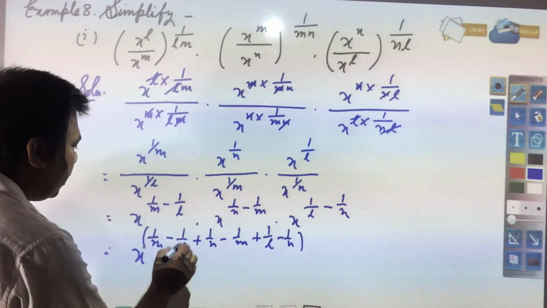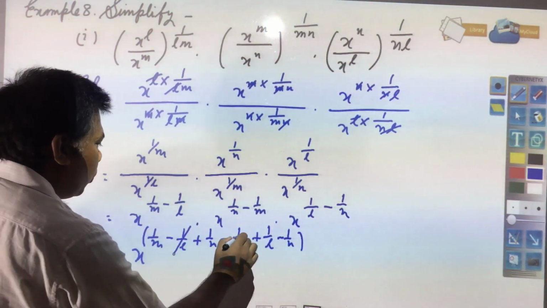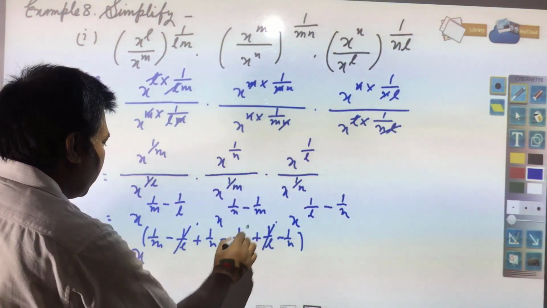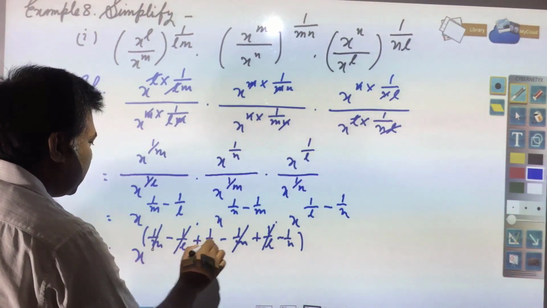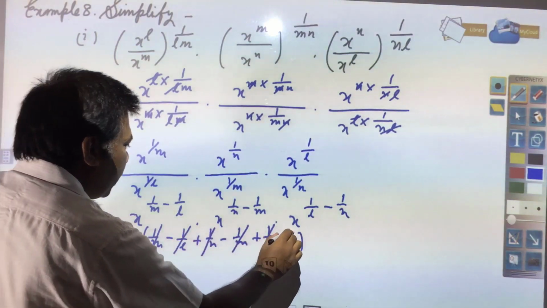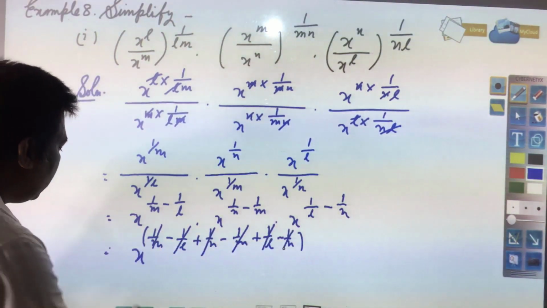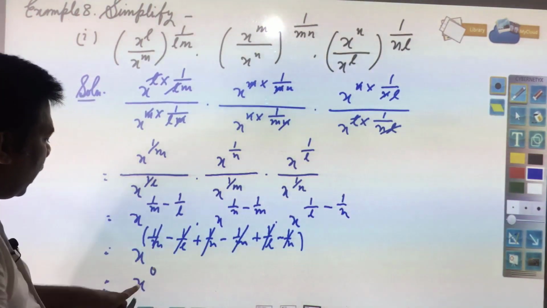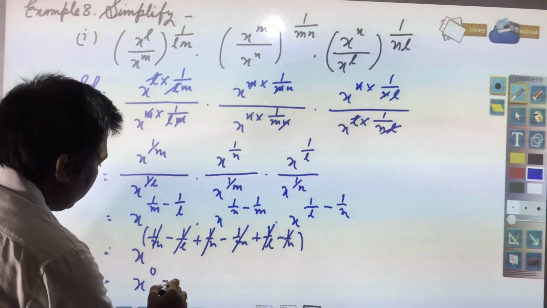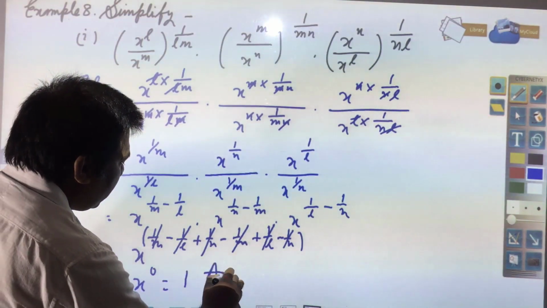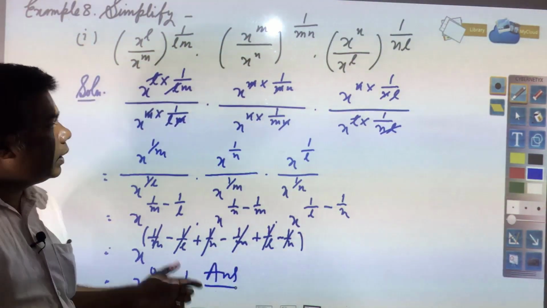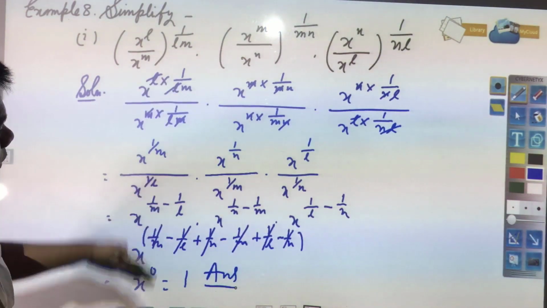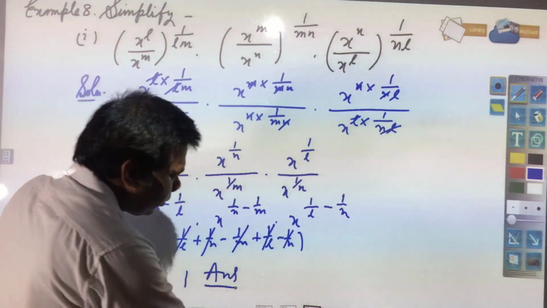Now, you see this 1 by L, 1 by L got cancelled, 1 by m got cancelled and 1 by n and minus 1 by n got cancelled. You got x to the power 0 and x to the power 0 is equal to 1 and this will be your answer. In this way, these type of questions are required to be solved.